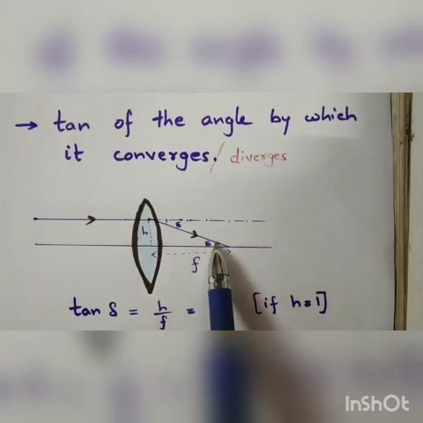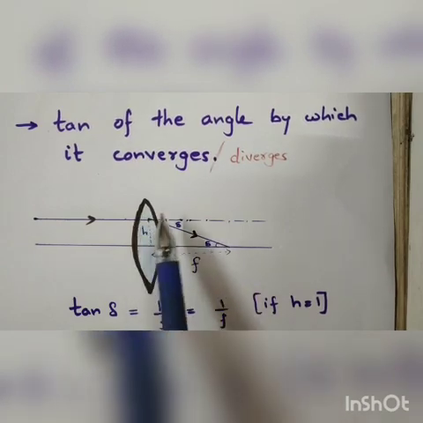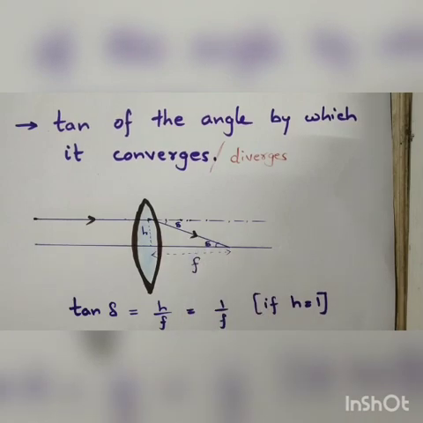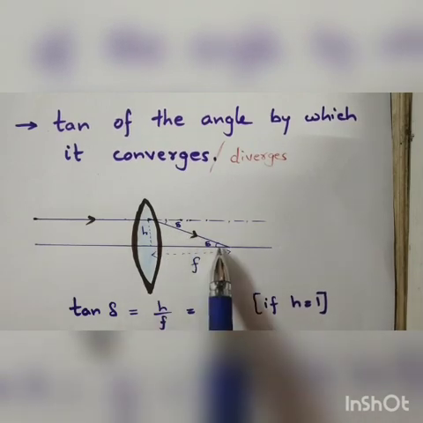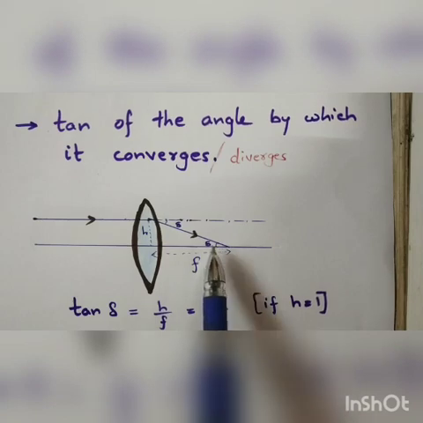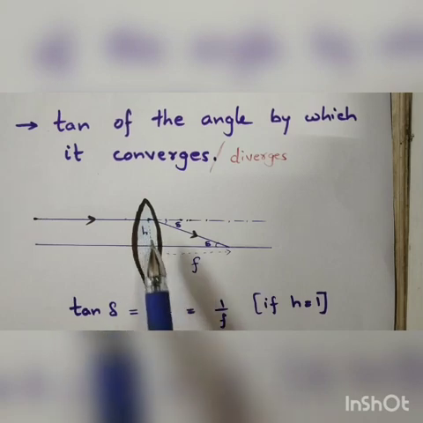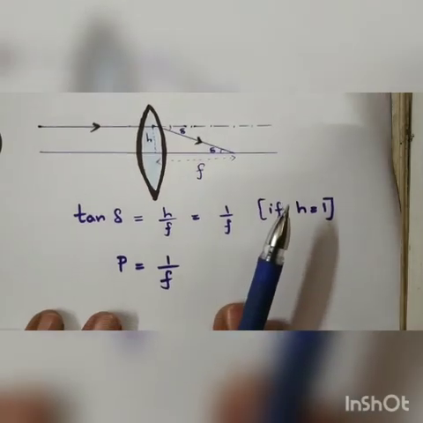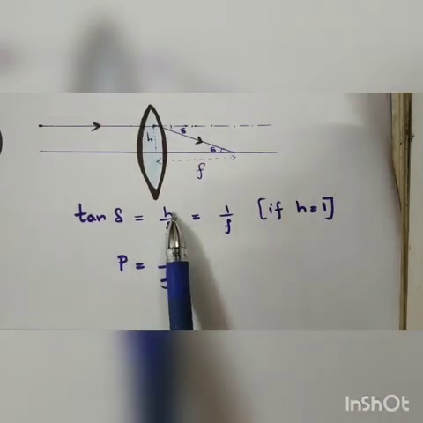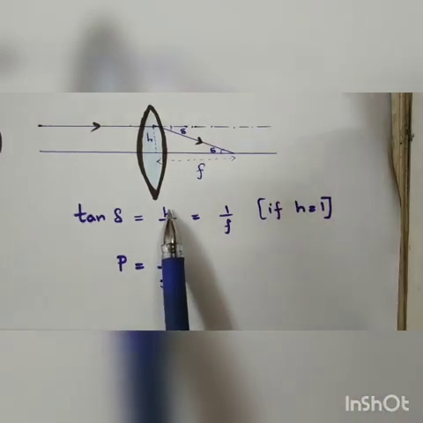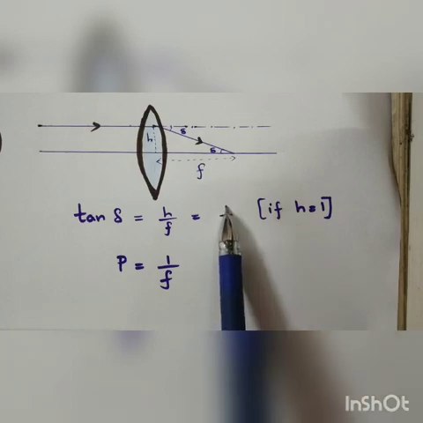This angle is equal to this angle. They are internal opposite angles, two parallel lines cut by a transversal. So these two are equal. What about tan of this angle? Tan delta is opposite side by adjacent side, h by f. So you get this formula: tan delta is h by f. If h is equal to 1, instead of h I can put 1 by f.